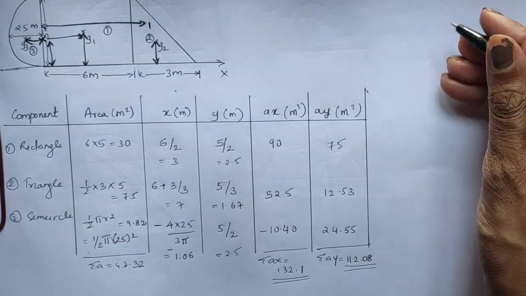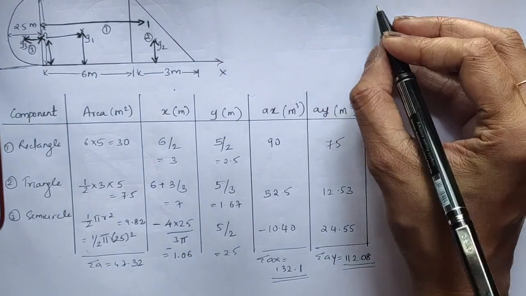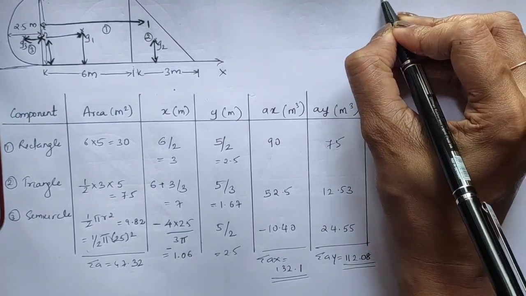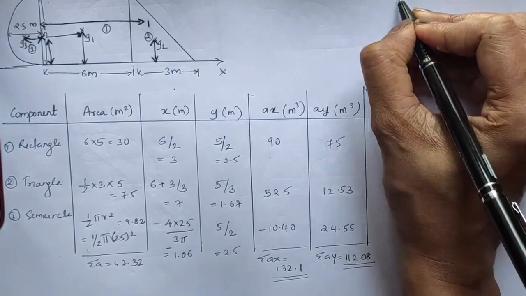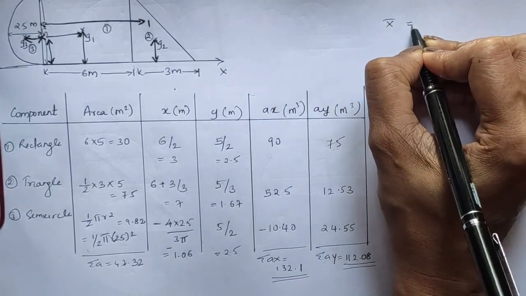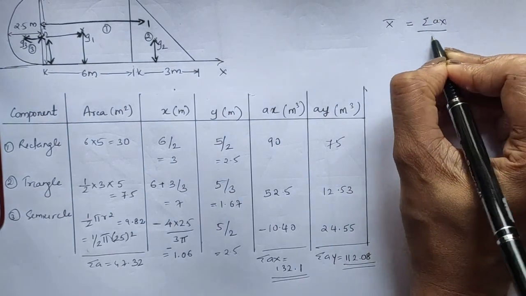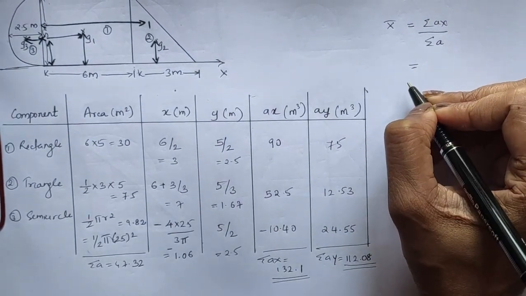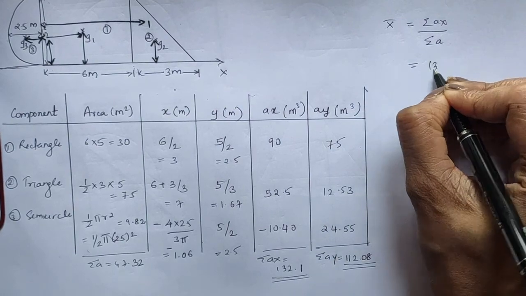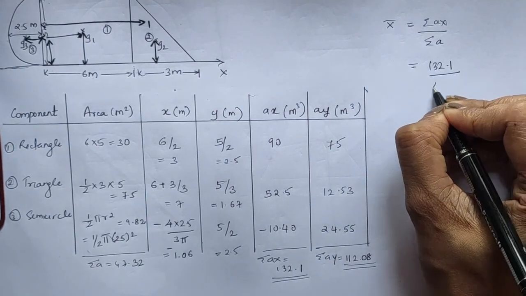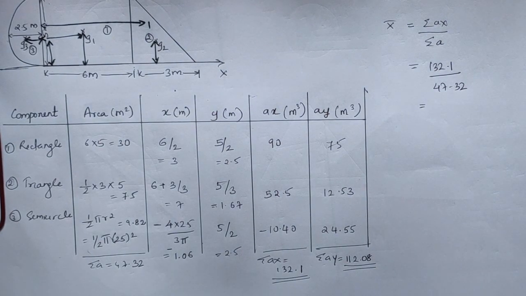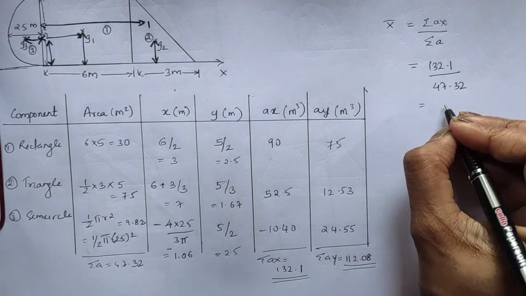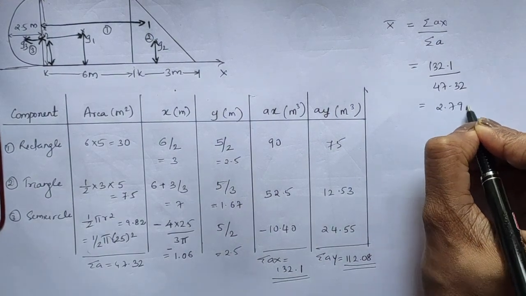Now what is our next step? Obviously the next step is x bar is equal to sigma Ax by sigma A. So in order to find x bar, sigma Ax is 132.1 divided by 47.32. If you do that, you will get the answer: 132.1 divided by 47.32, you get 2.79 meter.